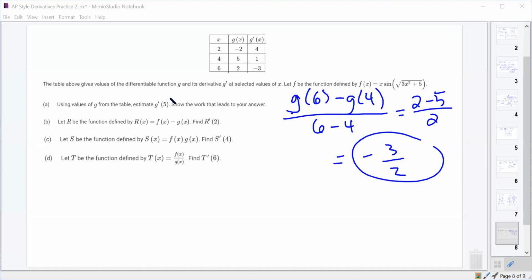So to find the instantaneous rate of change at 5, or to estimate it, we look at the average rate of change on the interval surrounding 5, so the interval from 6 to 4, or 4 to 6. So g of 6 minus g of 4 over 6 minus 4, or 2 minus 5 over 2, negative 3/2. So is everybody good with part A?